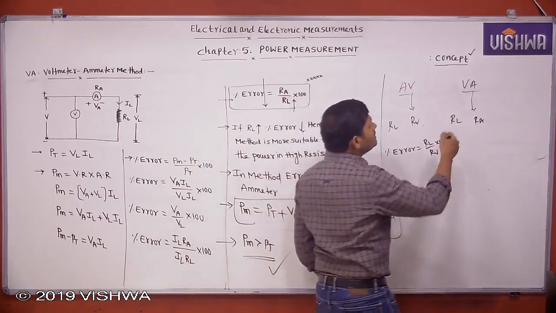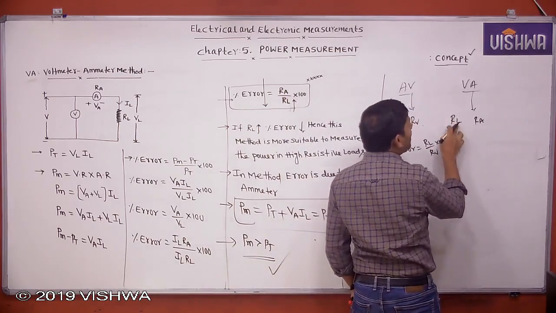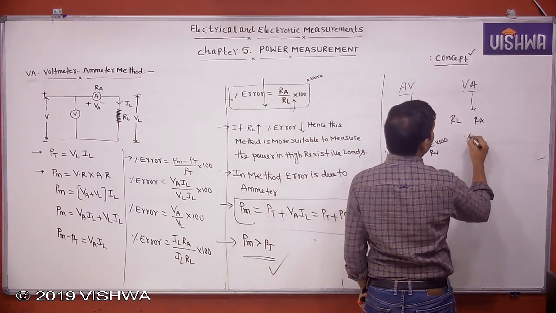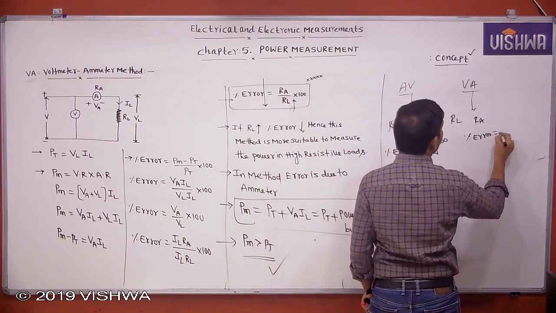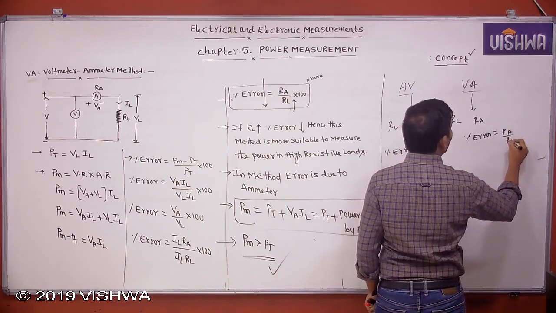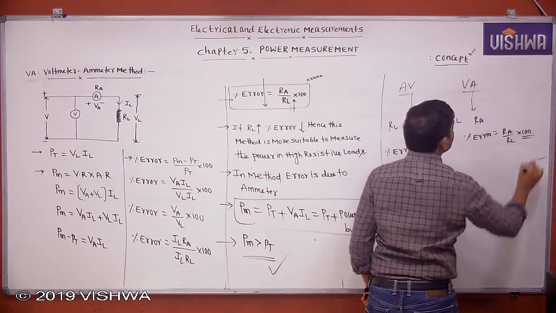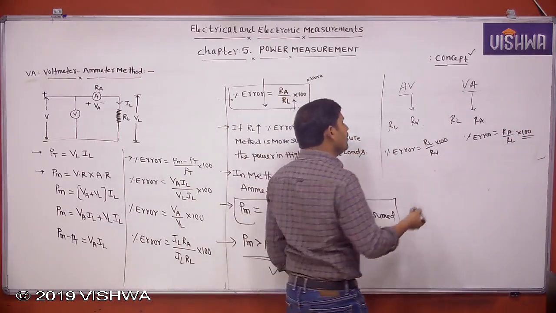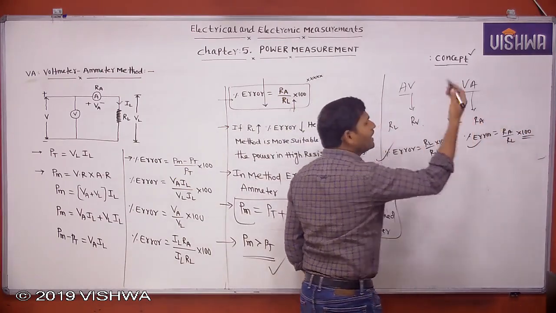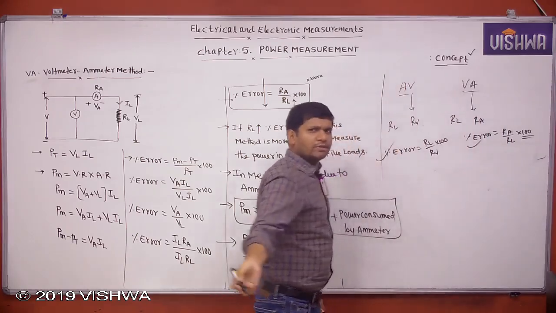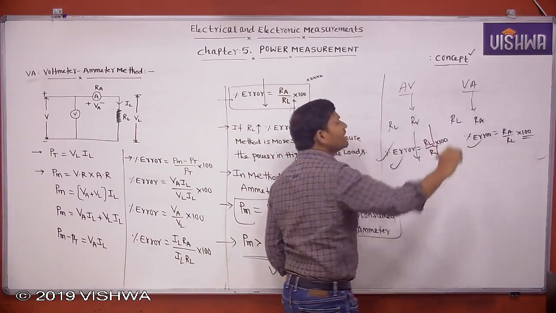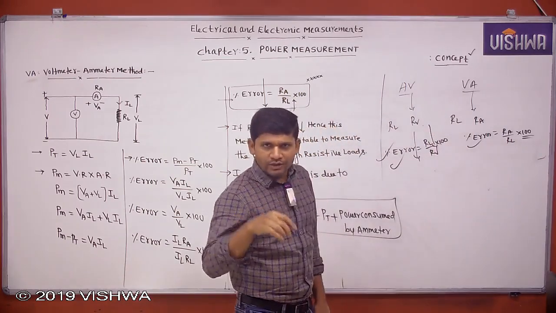Then which is the high value, RA or RL? RL is the high value, so it goes in the denominator. Then the percentage error equals RA by RL into 100. Now you can write any formula and any point. That is, if RL reduces, percentage error reduces, hence this method is more suitable to measure the power in low resistive loads.